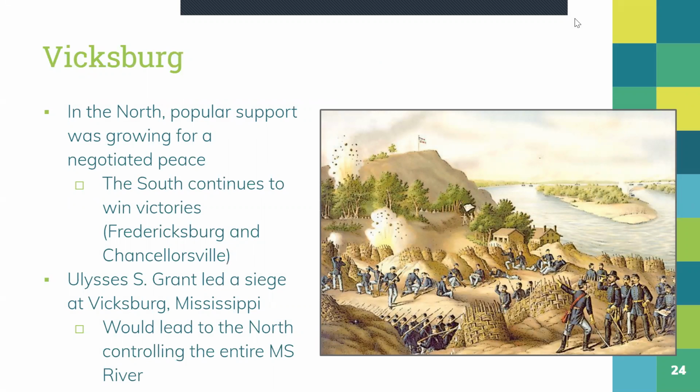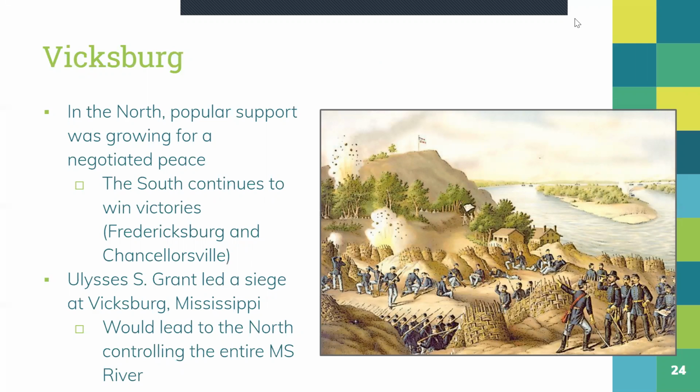And so for the first couple of years, the war is going very badly for the North. And there's a lot of support for saying, let's just be done with the war, let's have a peace, and just be done with it. The South is winning these major victories, like the Battle of Fredericksburg, Chancellorsville. And so to help win the war, Ulysses S.